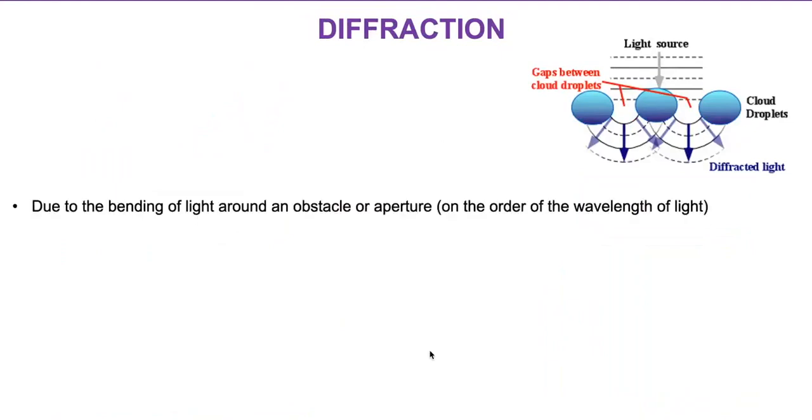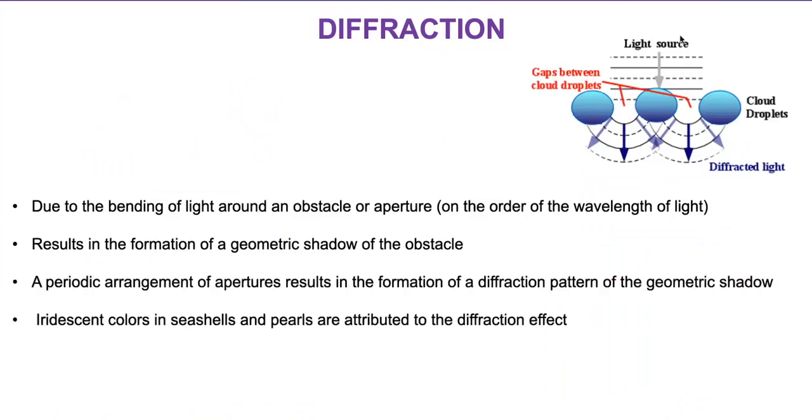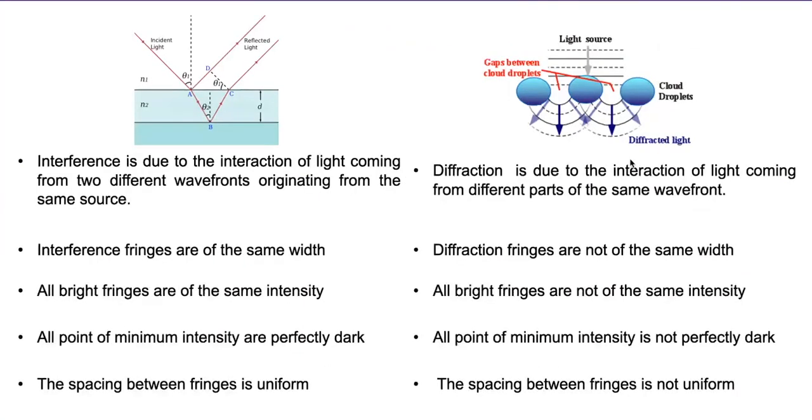The other phenomenon that is responsible is diffraction. Diffraction is slightly different from interference, and often it can be misunderstood. This is essentially due to the bending of light. It can be due to a certain defect, or it can be, for example, what happens in cloud droplets, where we see scattering of light in the sky and can see a beautiful pattern. But diffraction and interference have certain differences.